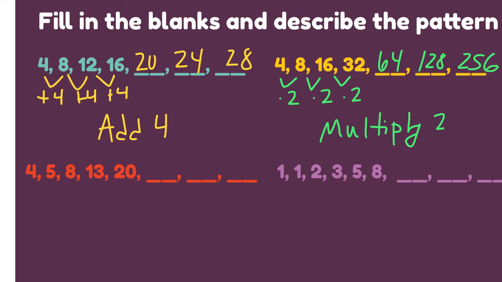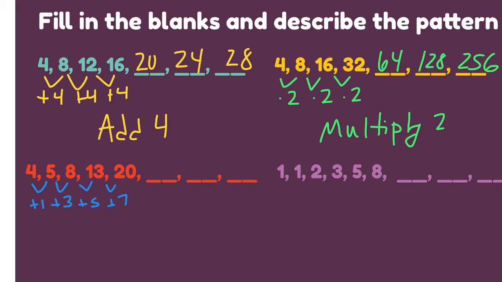This next pattern can be a little bit complicated at first to try to figure out. It looks like they're still increasing, and so if we look and see what the pattern would be, to get from 4 to 5 we add 1, to get from 5 to 8 we add 3, to get from 8 to 13 we add 5, and to get from 13 to 20 we add 7. So we're not adding the same consistent number every time on this one.